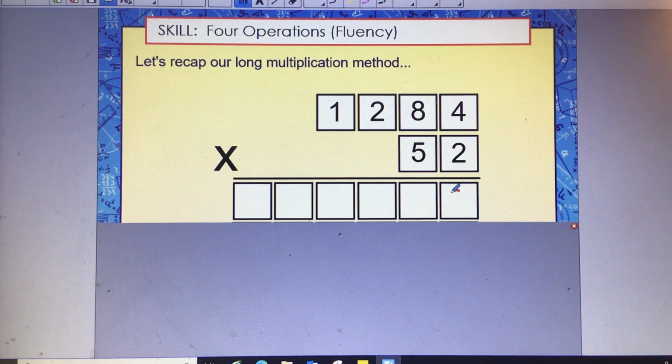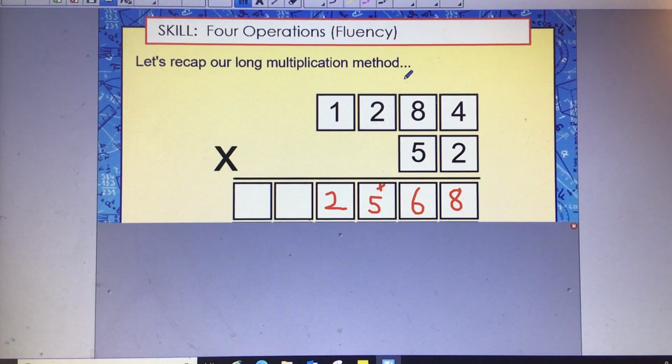2 4s are 8. 2 8s are 16. So we put the 6 in, carry the 1 forward. 2 2s are 4. Add that 1, gives us 5. And then 2 times 1 is 2.